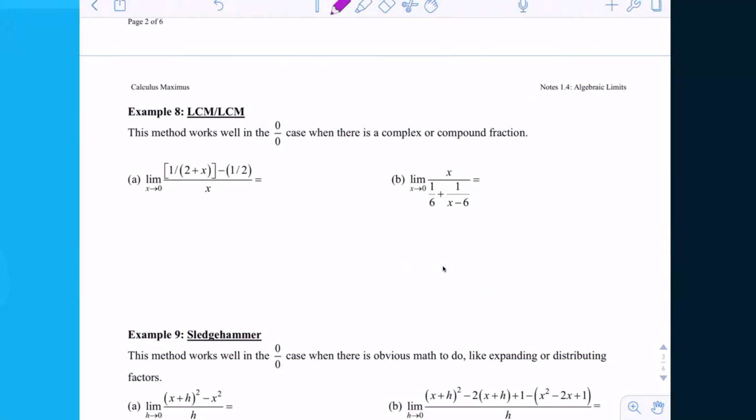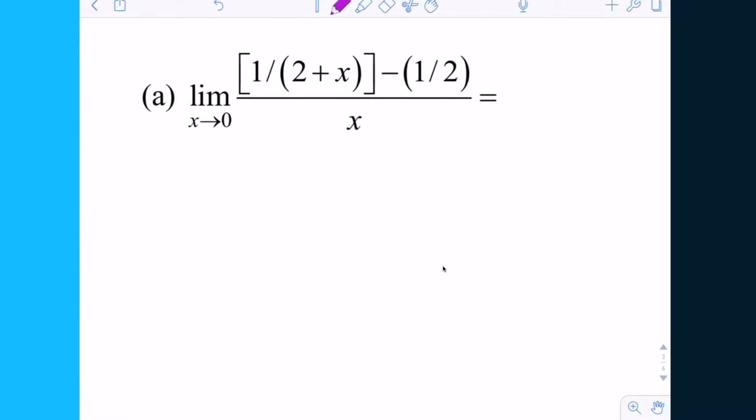So example 1.4, or notes 1.4, example 8. Now, maybe I shouldn't give you the name or the takeaway right away. We should analyze it first and then work towards that goal. So here's one. You have the limit as x goes to 0 of a ratio of two things. Never not first. Ever, never not first. Plug in a 0. What do you get?